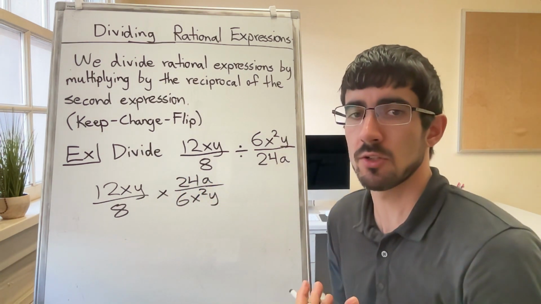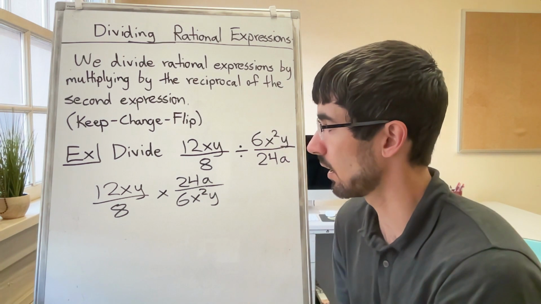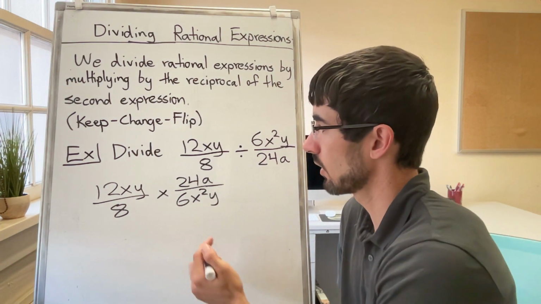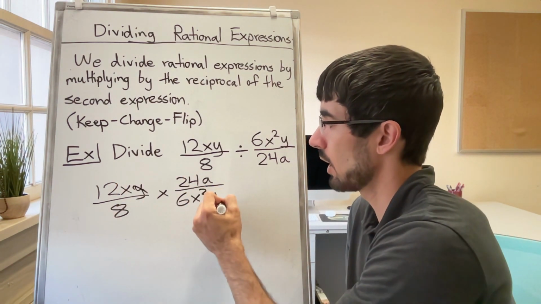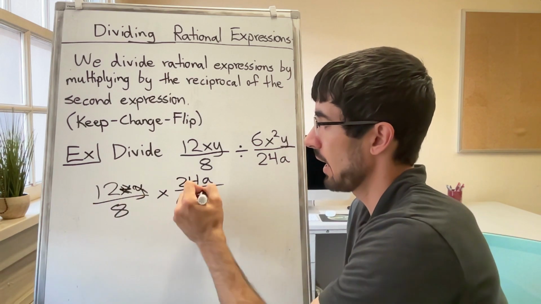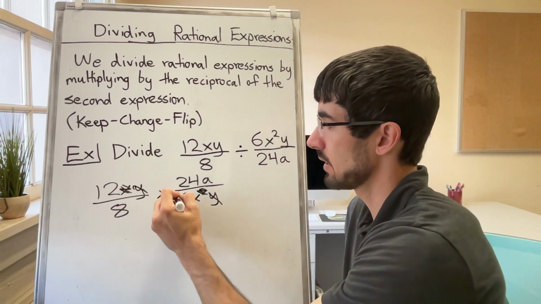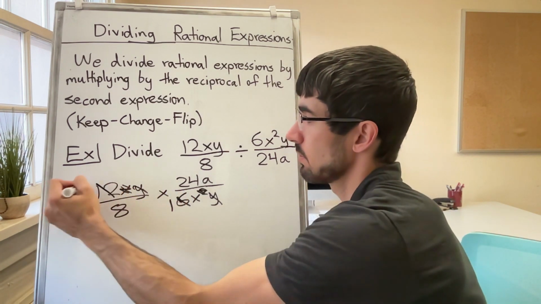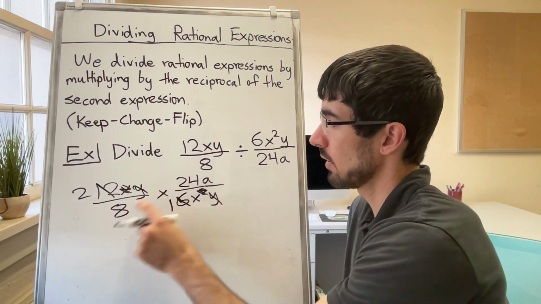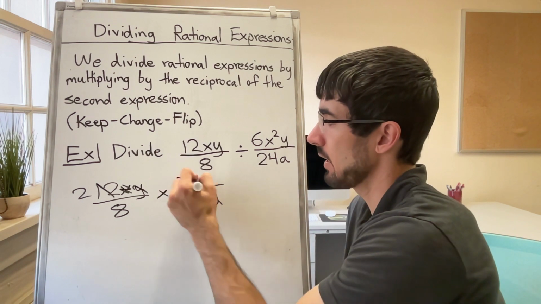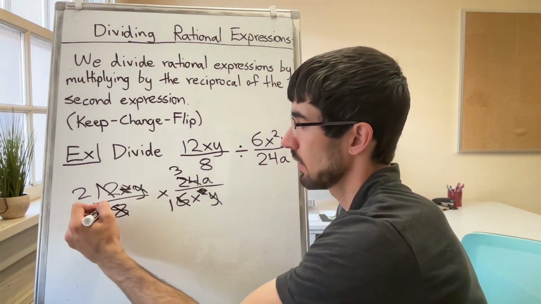And then we begin to identify and divide by common factors. Let's look for common factors. There's a common factor of y. There's a common factor of x. 12 and 6 are divisible by 6, so this can become a 1. This becomes a 2. 24 and 8 are divisible by 8. This becomes a 3. This becomes a 1.